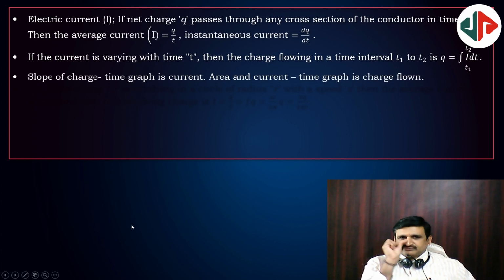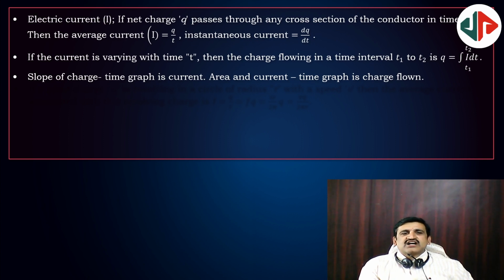Electric current. It is the net charge flow through any given cross section of a conductor in time t, which is the average current actually. Rate of flow of charges through the given cross section is instantaneous current, that is dq by dt. Q by t always indicates average current, dq by dt indicates instantaneous current, and whenever you want charge, q is equal to integral of I dt over the limits t1 to t2.